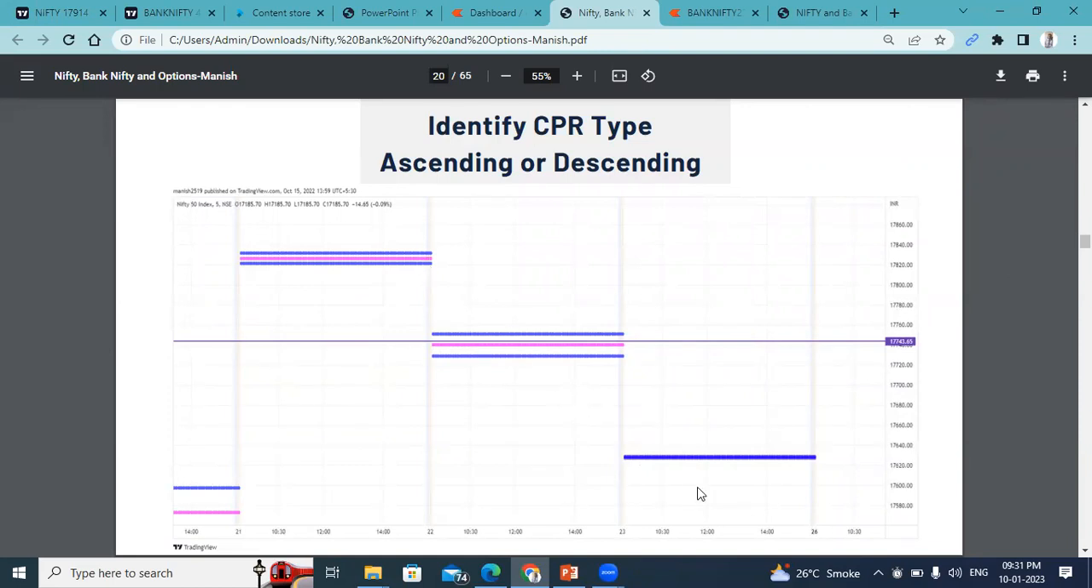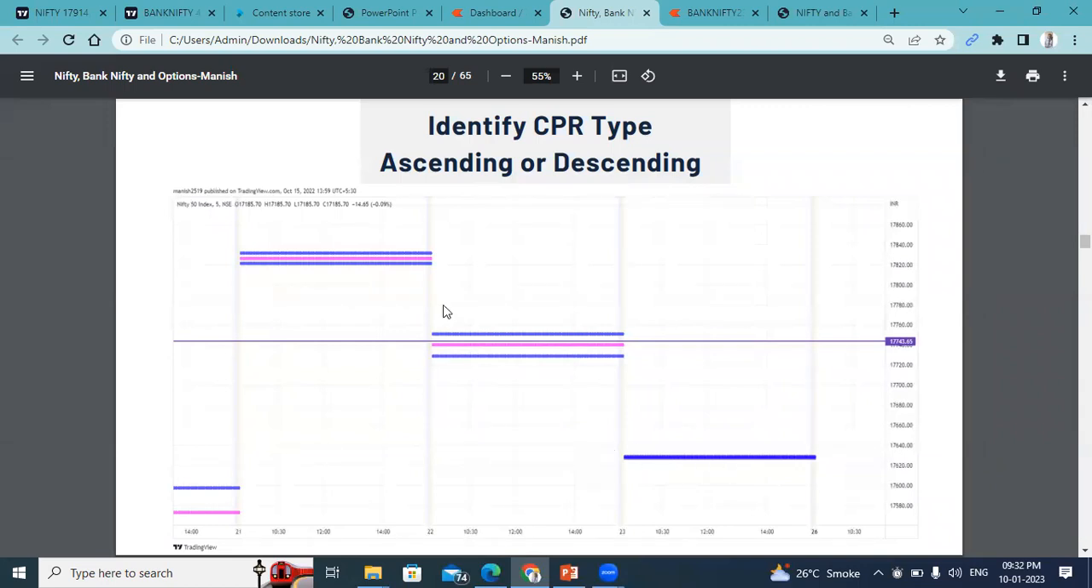See, this is descending CPR. And look at the third one. How will we read this? How to read this CPR? We will read it as descending plus tight. Okay, Mahesh ji, not only tight but descending plus tight. Now what does descending plus tight indicate? Descending plus tight indicates we may see a short trade on this day.